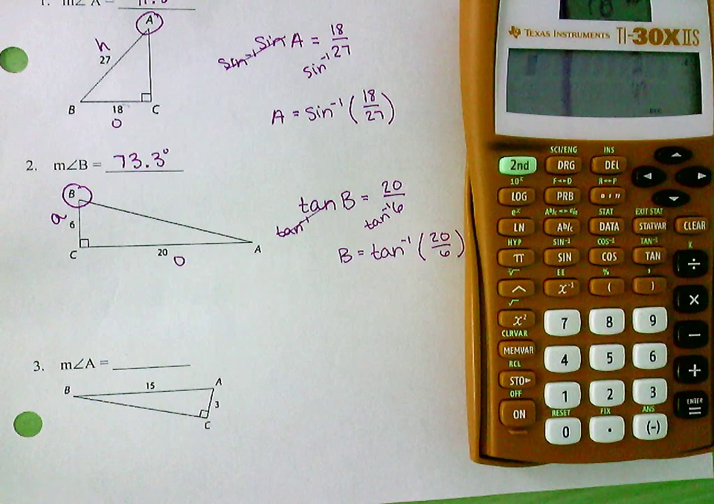How do you do this on the calculator? You would have to take your fraction, 18 divided by 27, press equals and get a decimal, and then press second, and then the sine. Okay. It's backwards.